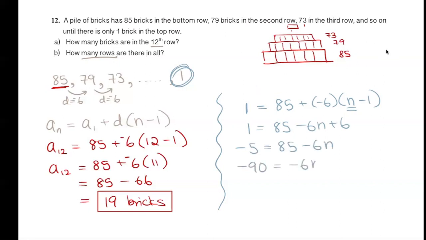All right, so I'm speeding through this because I know we're out of time. So this gets you 15 rows. All right, so that's how you would solve for that problem.